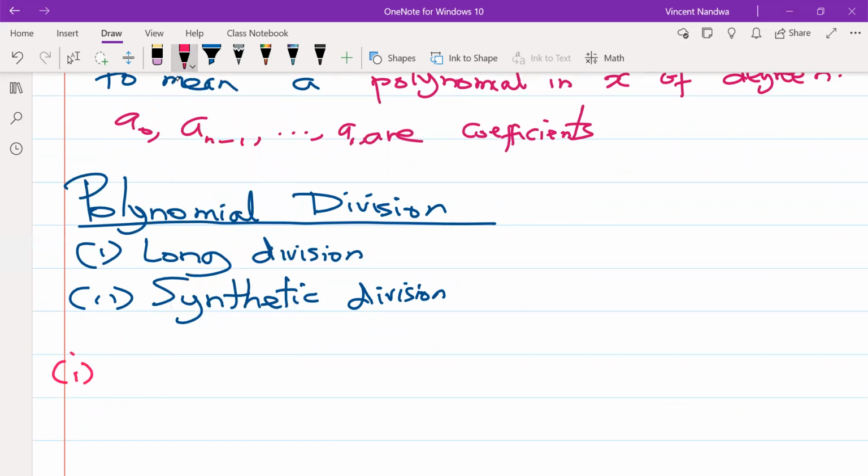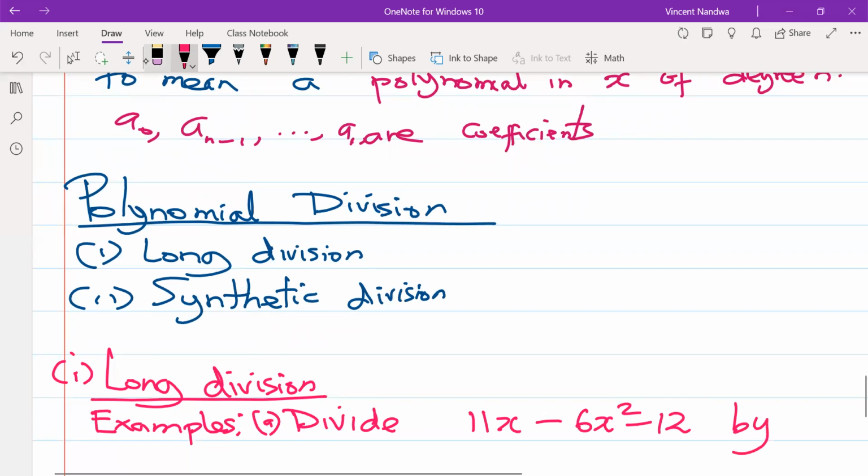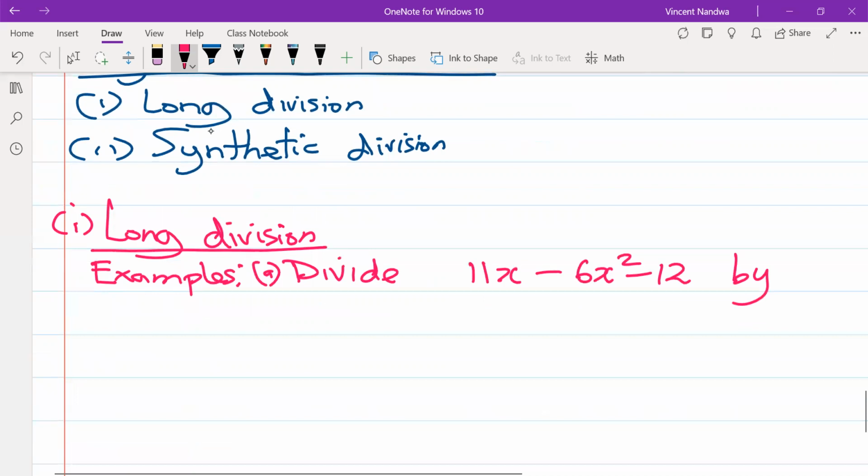So long division, examples. The first example: divide 11x minus 6x squared minus 12 by x minus 4. That's the first problem.